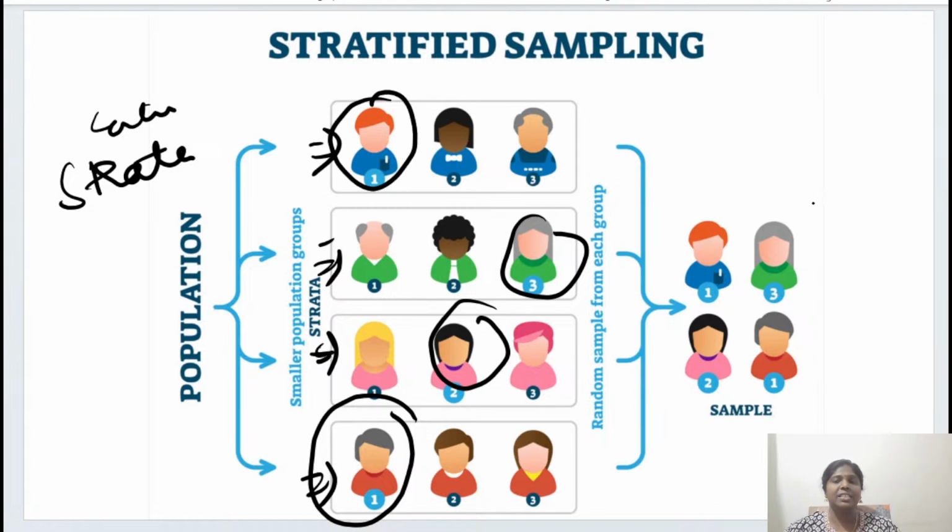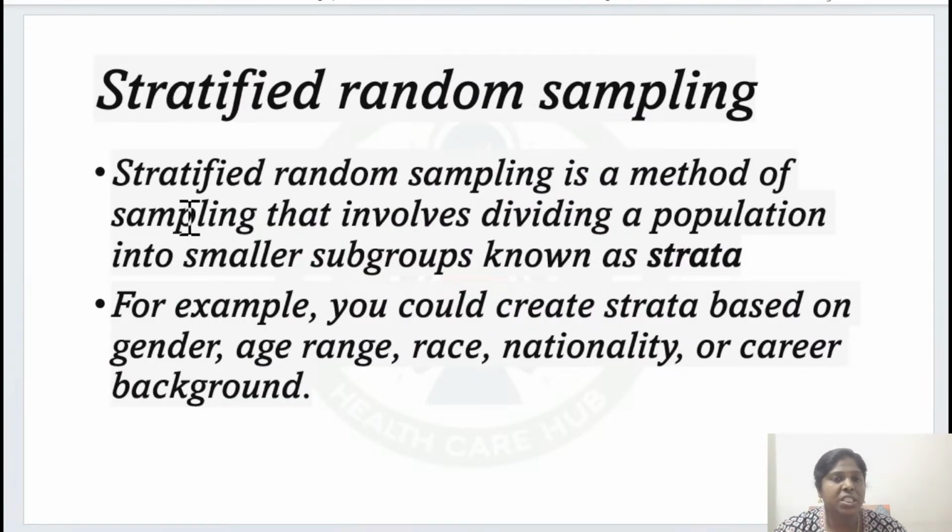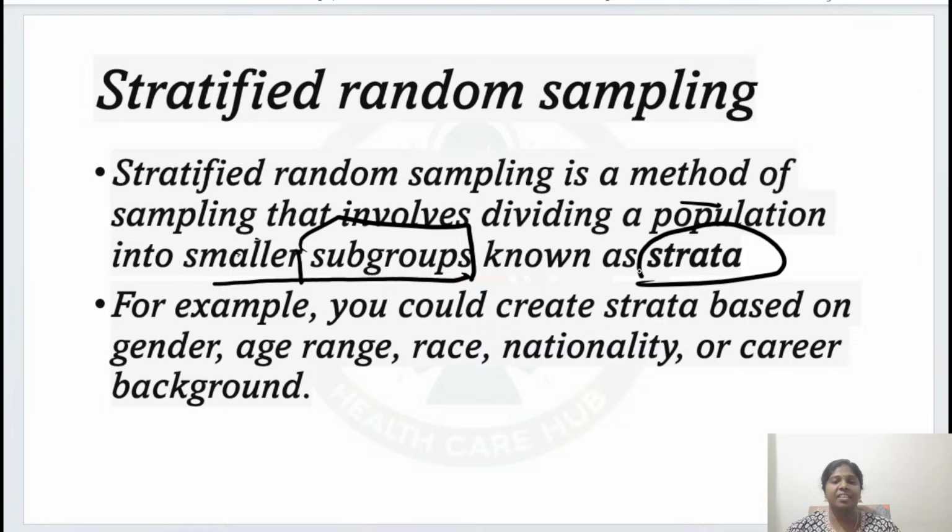So, that is called as, here I get the sample. Finally, I get the sample on whom I can conduct my study. Understood? So, stratified random sampling means, this is a method of sampling that involves dividing a population into smaller subgroups. Here I am dividing into smaller subgroups known as strata.